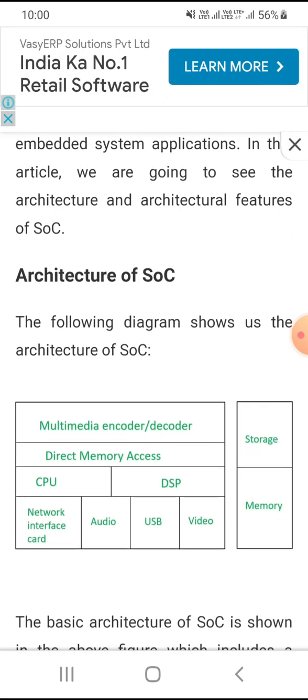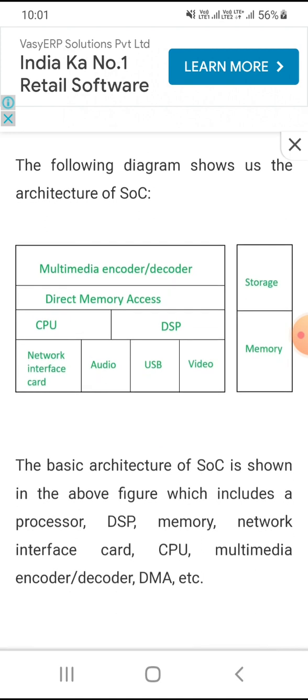System architecture of system on chip. The following diagram shows the architecture of system on chip: multimedia encoder decoder, direct memory access, CPU, DSP, network interface card, audio, USB, video, and storage and memory. The basic architecture of system on chip is shown in the above figure.